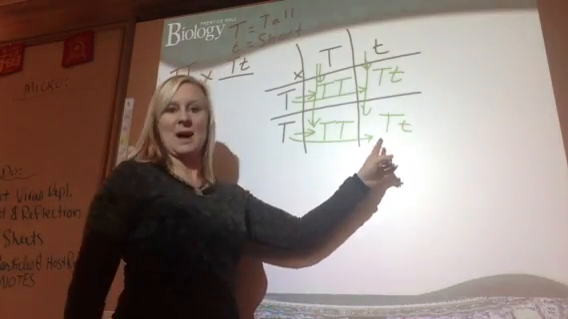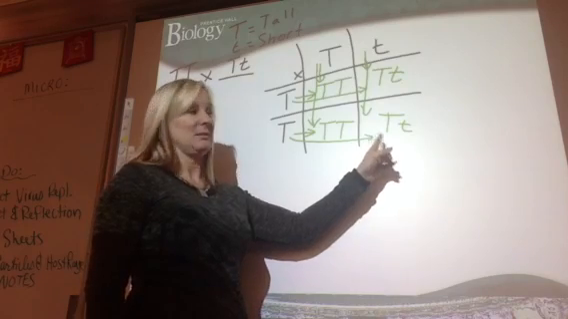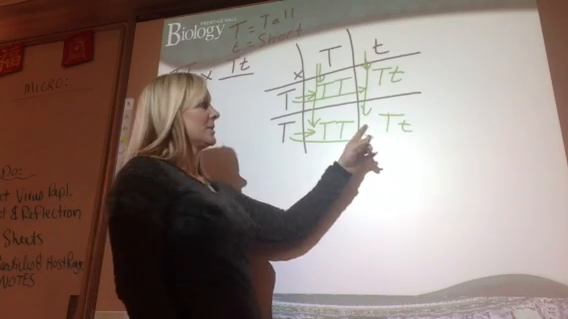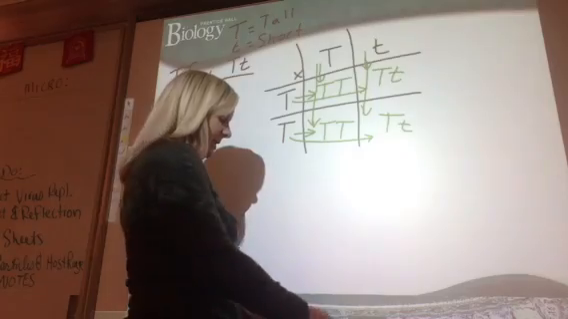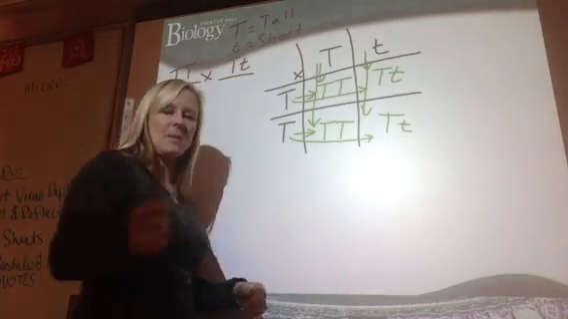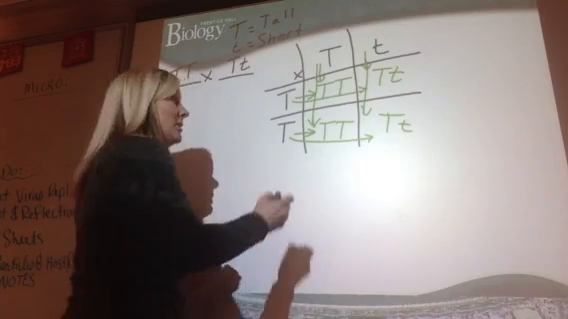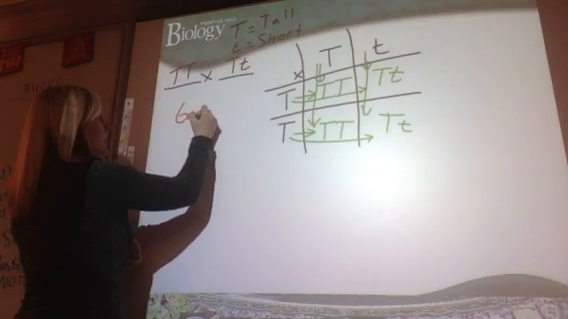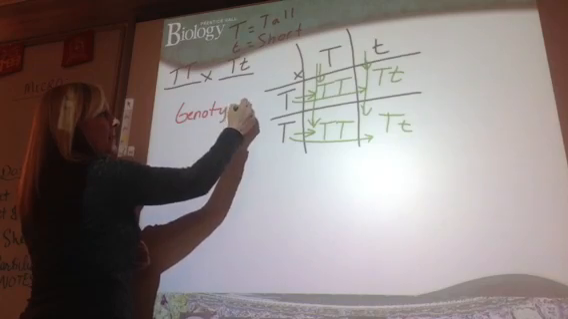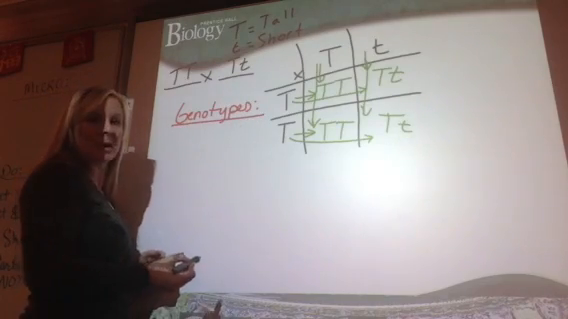Notice how I wrote the dominant trait first, okay? Dominant trait always goes first. So now I've got my 4 possibilities for my offspring. As we look at these, we have to look at 2 different things. We have to look at genotype. So first, what are my possible genotypes in my offspring?